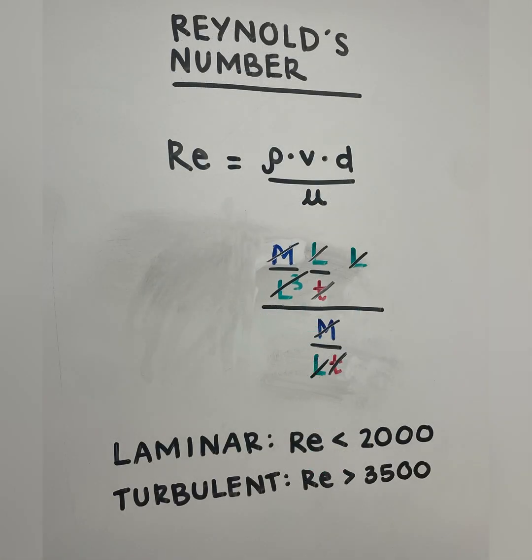If the Reynolds number is less than 2,000, then the flow would be considered laminar. If the Reynolds number is greater than 3,500, then the flow would be considered turbulent.